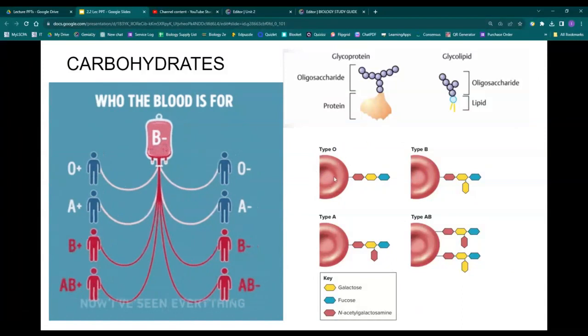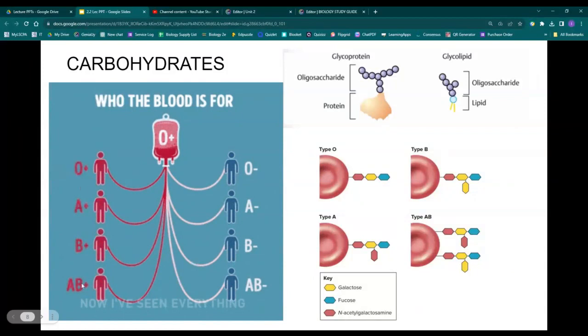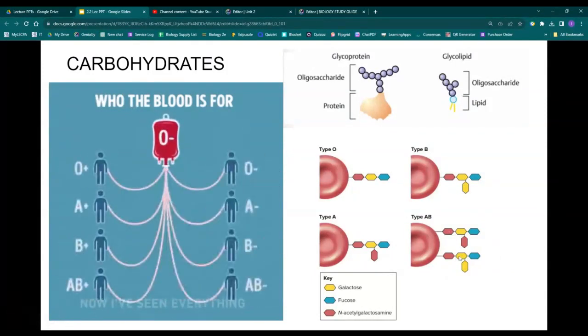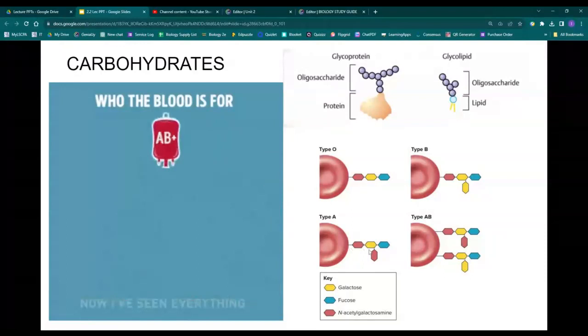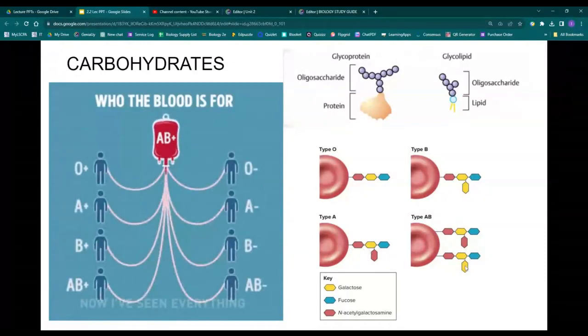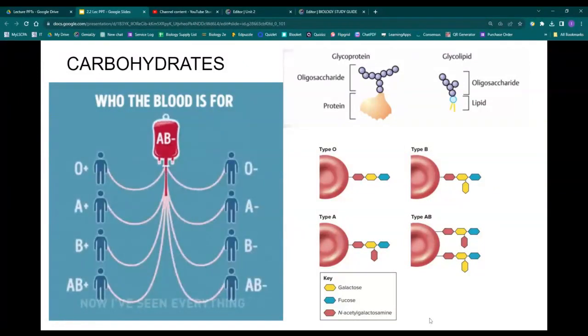Type O is going to be the universal donor. Anyone can receive type O. You'll see here it goes to O, A, B, and AB. And type AB is going to be the universal recipient, meaning that they can receive type B blood, type O blood, or type A blood because of this surface signal. See, AB can only be donated to AB, but AB could receive anything.